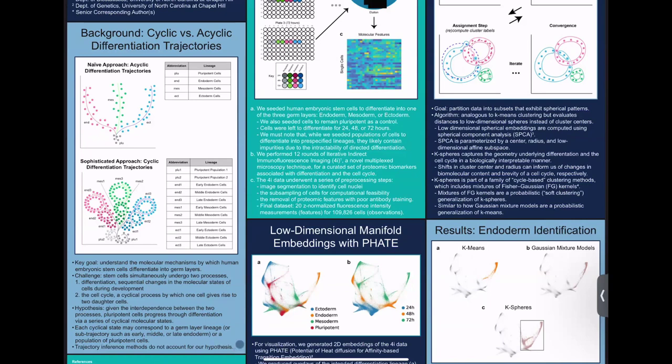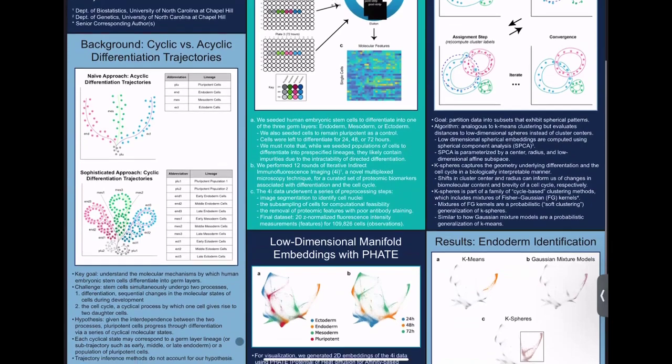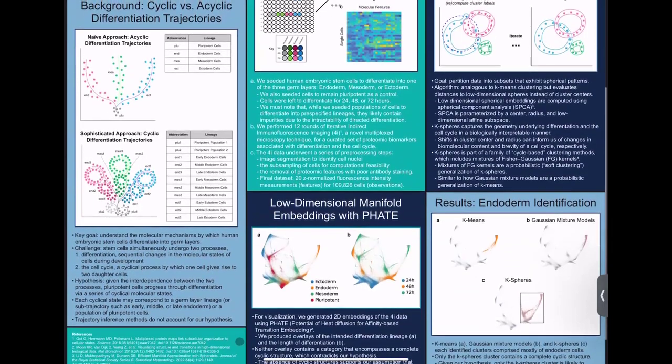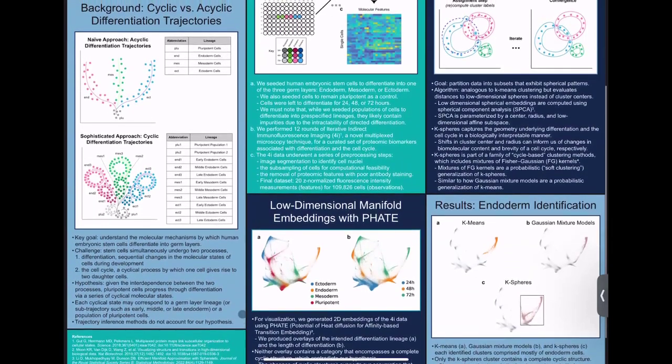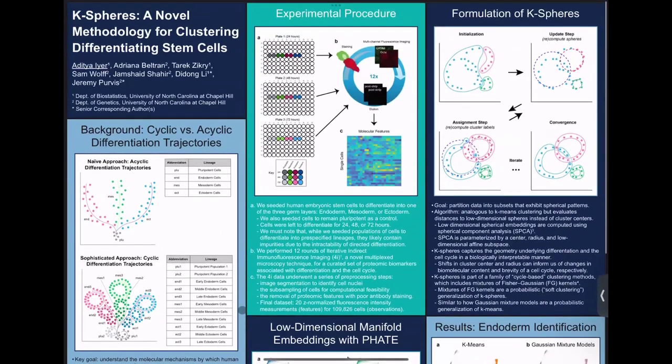Each cyclical state may correspond to a germ layer lineage or a subtrajectory of a germ layer lineage, such as early endoderm. These states may also correspond to a population of pluripotent cells. Most current trajectory inference topologies, however, don't account for our hypothesis, as they are mostly branch-based. The ones that can produce cycles don't possess interpretable geometric properties to characterize the trajectories. We demonstrate that K-spheres can fill this gap by applying it to a dataset of differentiating stem cells.